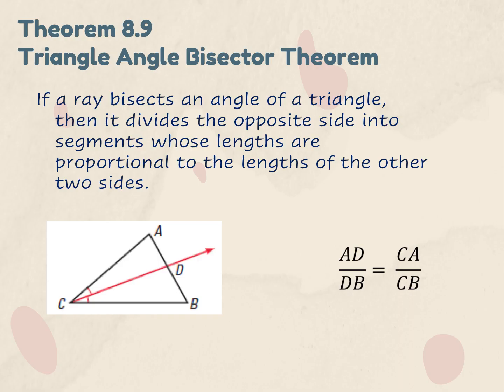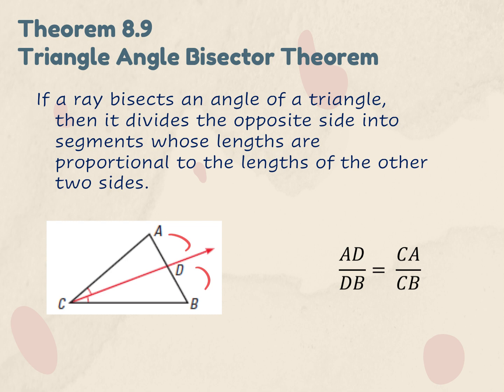The last theorem is called the triangle angle bisector theorem. And this one states that if a ray bisects an angle of a triangle, then it divides the opposite side into two segments whose lengths are proportional to the lengths of the other two sides. So the ray is in red, and it's splitting this side AB here into proportional segments. And then you would set those.